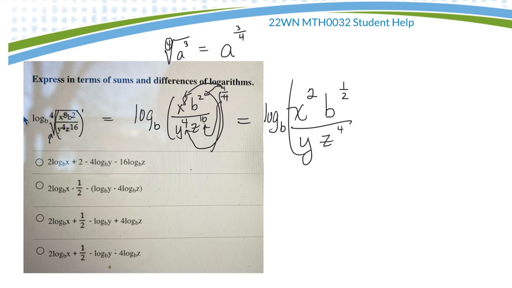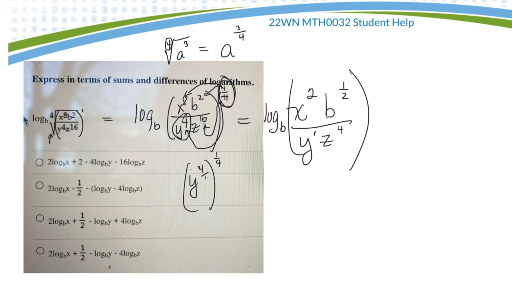Z to the 4th. Okay, so what I was doing there, like on the y to the 4th, I was just raising that to whatever this exponent was there, and it was 1/4. So if I go 4 times a quarter, it just gives me 1.